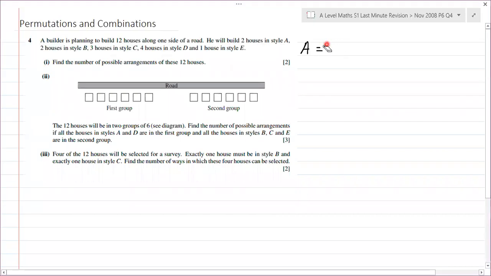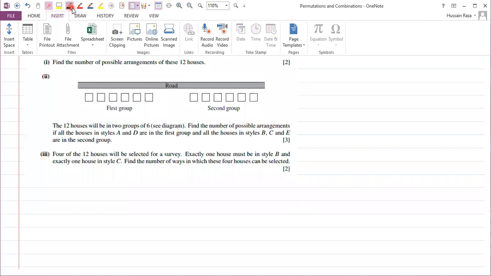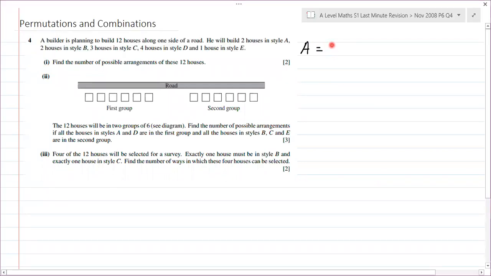Just erase this. Style A has two houses. He will build two houses in style A, two houses in style B, three houses in style C, four houses in style D, and one house in style E. That's 5, 6, 7, 8, 9, 10, 11, 12. So that gives us a total of 12 houses.